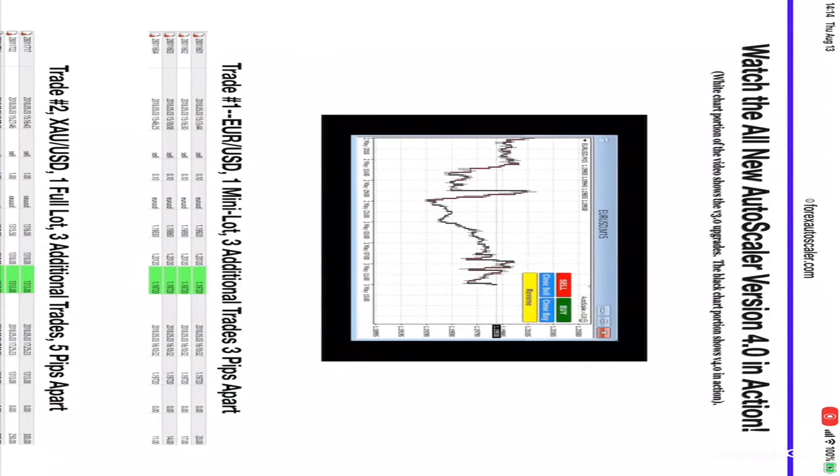Okay, let's put in some trades just to show you how Autoscaler works. Just to give you an idea of what I have done, let's take a look at the settings real quickly. These are the settings that I like. You can set them however you like, all right? But I like doing it this way.